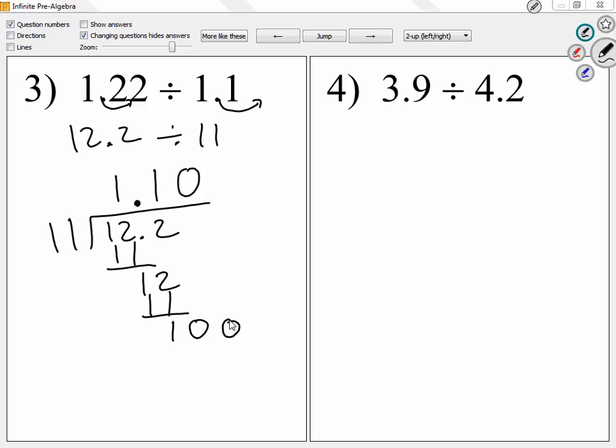Now let me bring another 0. 11 goes into 100. Let me try it 9 times, because 9 times 11 is 99. When I subtract this, I get 1. And I know I can continue as far as I want to, but remember I said stop when you have 3 decimal places. I look at my third decimal place, 9. 9 is more than 4. So when I say more than 4, I'm thinking 5, 6, 7, 8, or 9. So instead of this being 1.10, I'm going to call this 1.11.